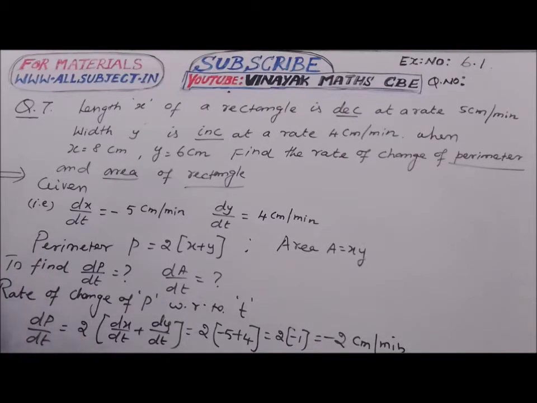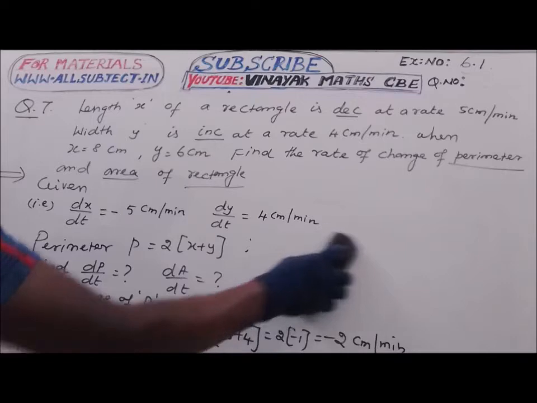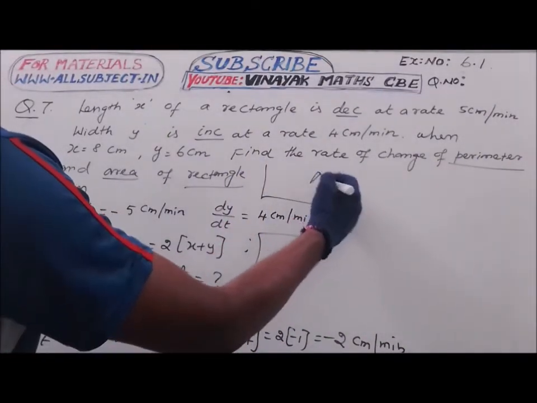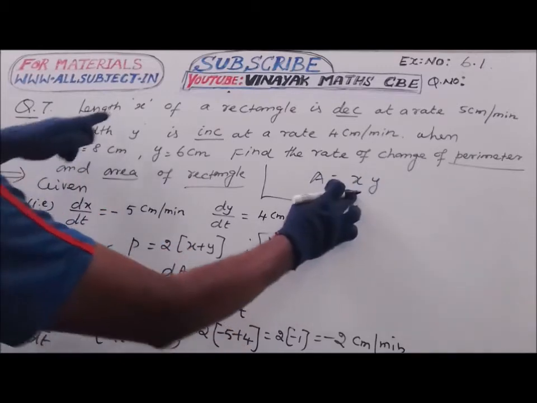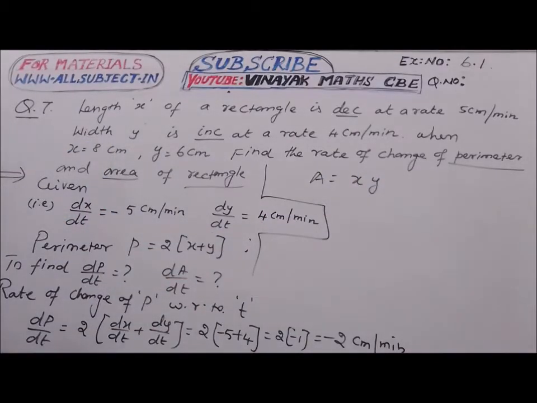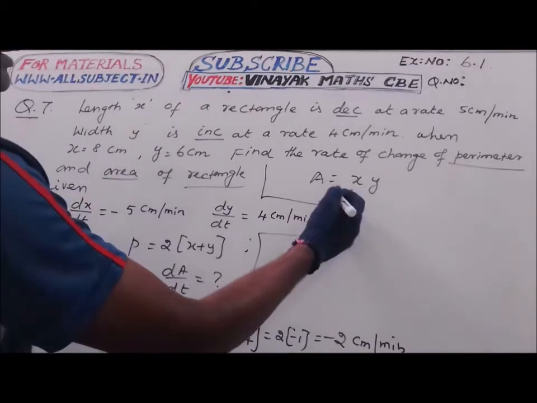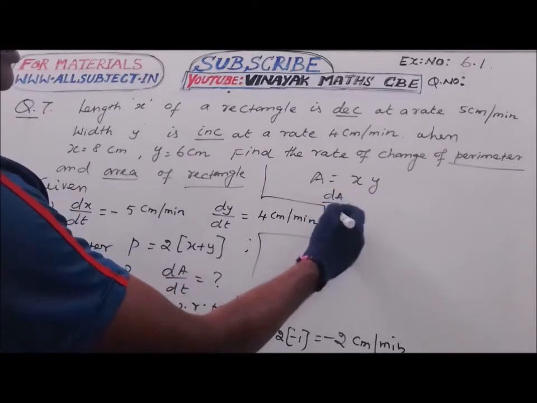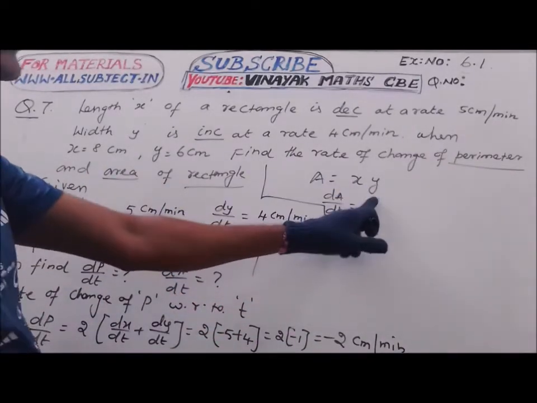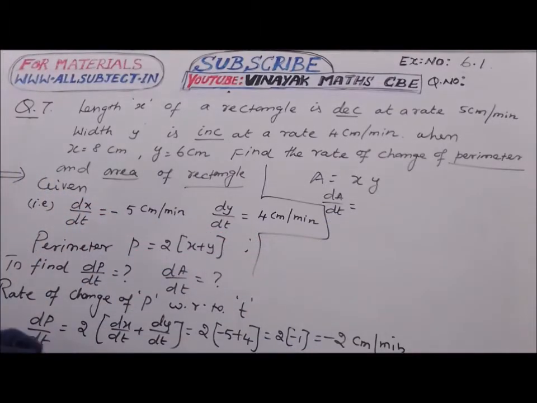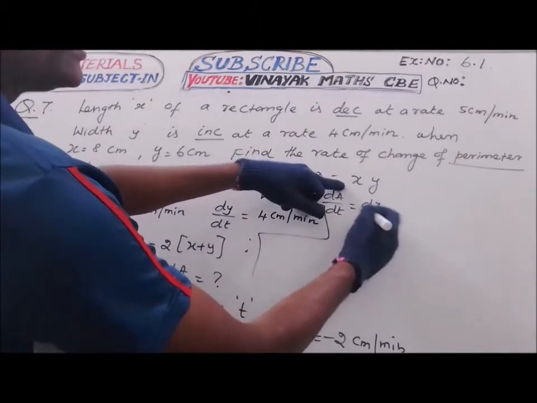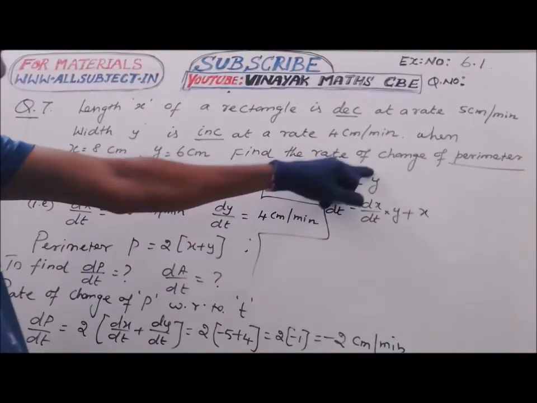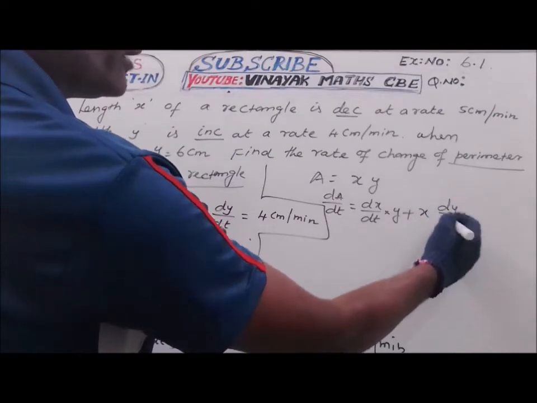Now we need to find the area. Area of the rectangle A is equal to xy. x is length and y is width. Now we need to calculate the rate of change. Both are functions of time t. Differentiating with respect to time t, dA by dt equal to, here both are functions, so we should apply the product rule. Differentiating x with respect to t, dx by dt into y, plus keeping x as same and differentiating y with respect to t, we have dy by dt.